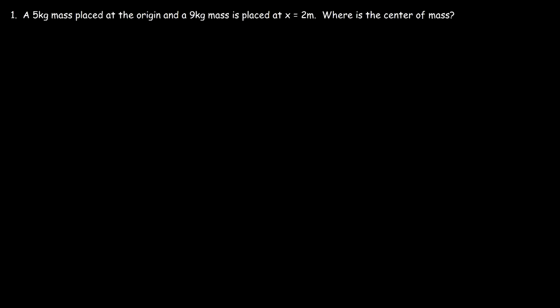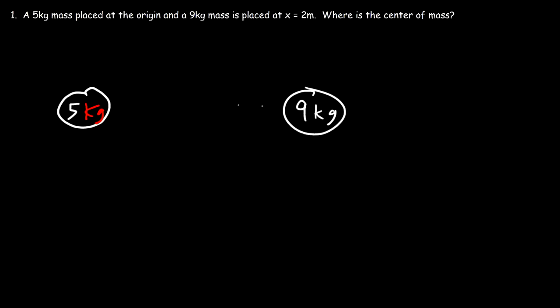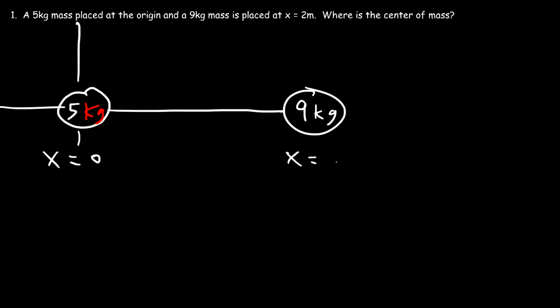A 5 kilogram mass is placed at the origin and a 9 kilogram mass is placed at x equals 2 meters. Where is the center of mass? So let's draw a picture. So here's the 5 kilogram mass. And this is going to be the 9 kilogram mass. So this is at position 0 with respect to the origin. And this is at x equals 2.